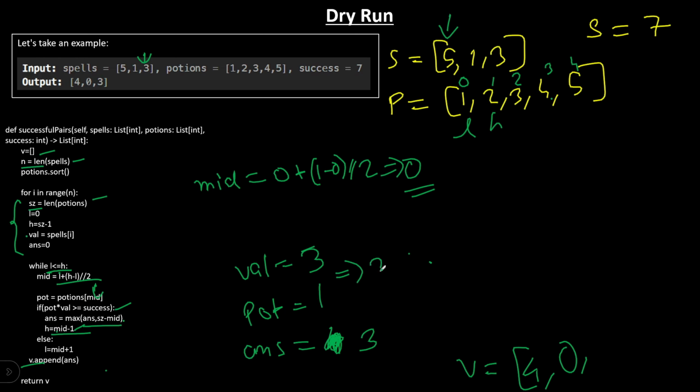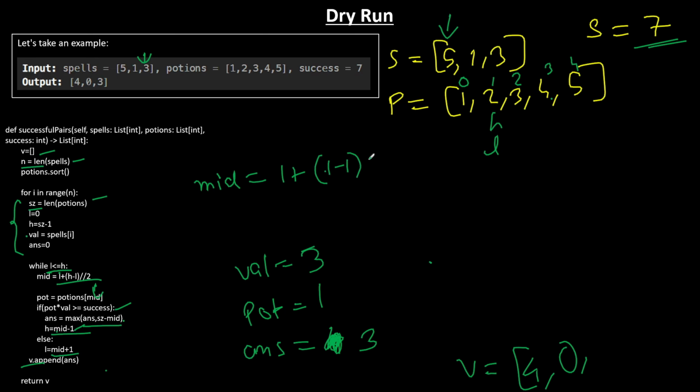Now I multiply this 3 into 1 gives me 3, which is clearly less than success value. So what do we do? We do mid plus 1. So from here L comes here. Okay, again we take out the mid value. Low is 1. High is also 1. (1 minus 1) divided by 2, so we get 1 at the end. Okay, so mid value is 1.